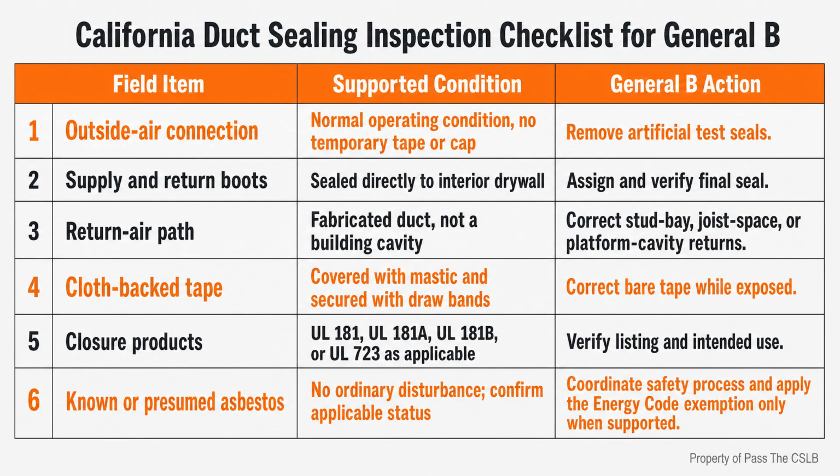Suppose I walk a rough-in and see bare, cloth-backed tape wrapped around flex duct connections with no mastic coating and no drawbands. I do not need to wait for a rater to identify the defect. I can direct the heating, ventilation, and air conditioning contractor to correct the closure while the joints are still exposed. That is exactly the kind of defect recognition that belongs within General B field supervision.